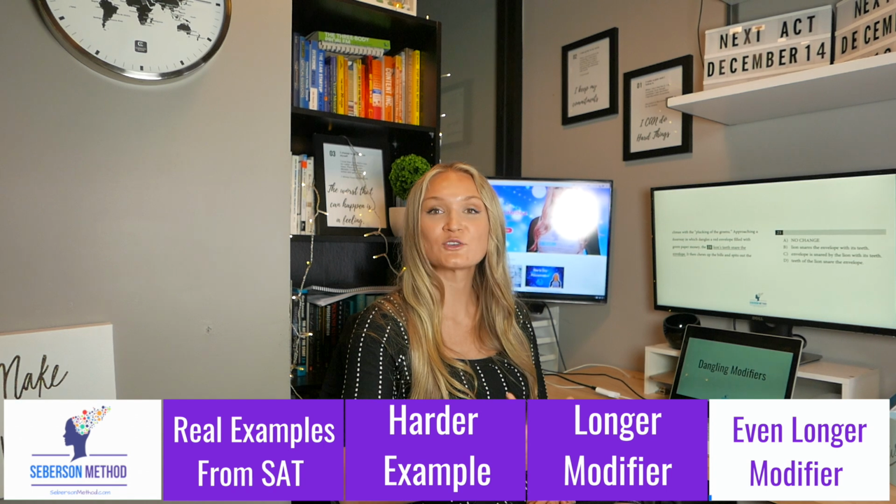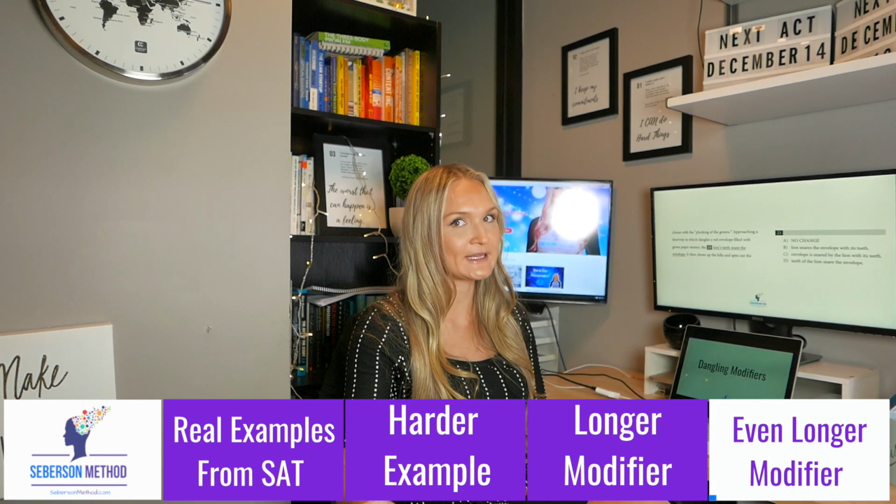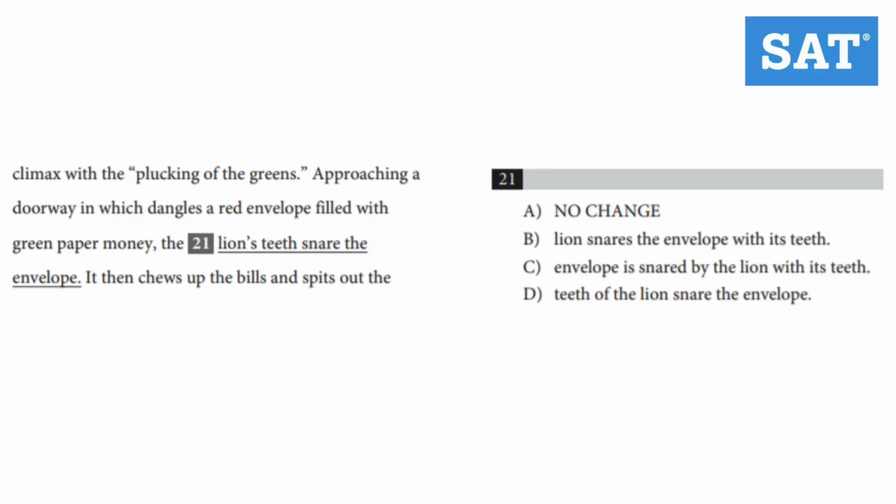Another example for you guys. For an untrained test taker, this will look pretty complicated, but for you guys, it should be pretty easy. So pause this video, take a moment, and get back to me. Approaching a doorway in which dangles a red envelope filled with green paper money, all of this is a modifier. It may look like something else, but it is a modifier. It is not a clause. So all we need to do is just look at a couple of first words of the modifier. Approaching a doorway has to be a person.